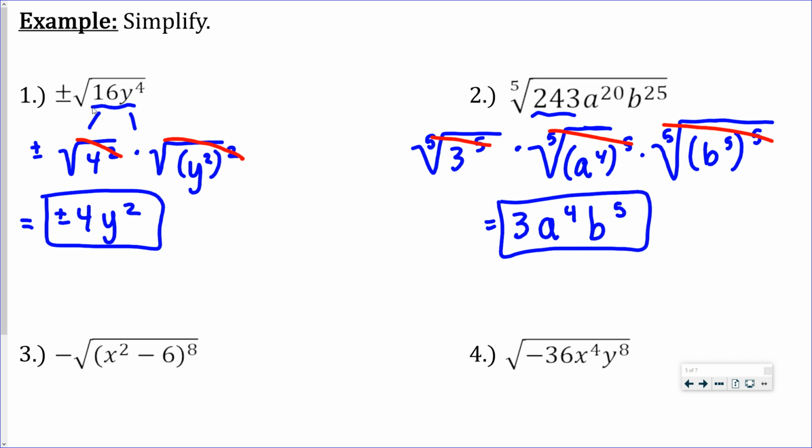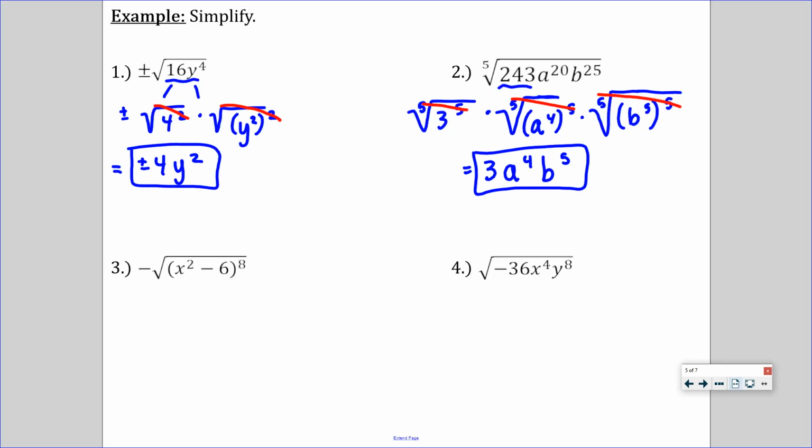All right, now I want you to pay special attention that was an odd index, so we didn't have to worry about any of the absolute value bars. I'm just hinting at something we're going to come to later.